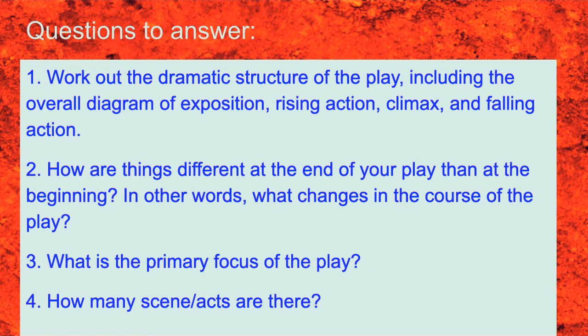Here are some questions you need to answer to go over this part. First, work out the dramatic structure of the play, like the play diagram I was talking about. Second, ask how things are different at the end of the play than at the beginning. In other words, what changes in the course of the play? Something has to change. Third, what is the primary focus of the play? What and who are the focus of this play? And basic information like how many scenes and acts are there?